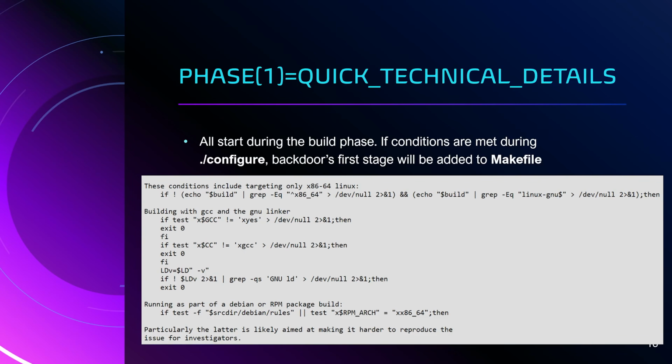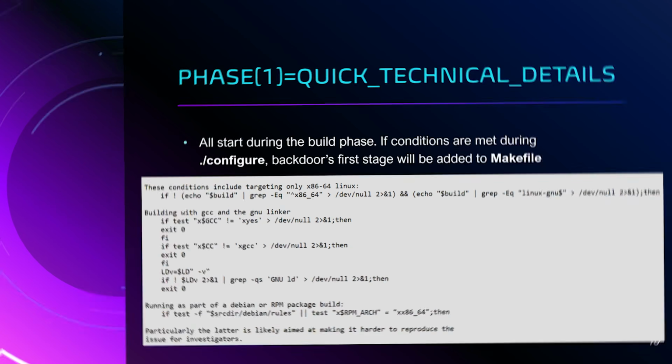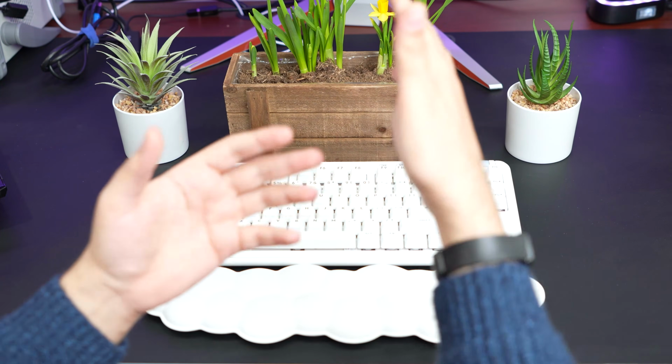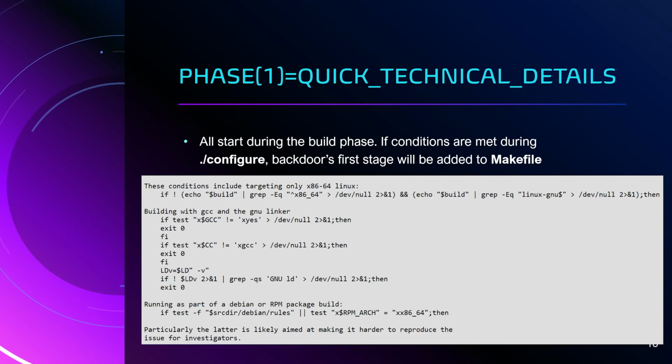It is actually very smart. It all starts during the build phase, but if I want to build the XZ and I want to run the XZ, I'm not gonna see it at all. I'm not gonna see the backdoor injected into the XZ library that I just built. Why? There are so many checks, and this is smart.